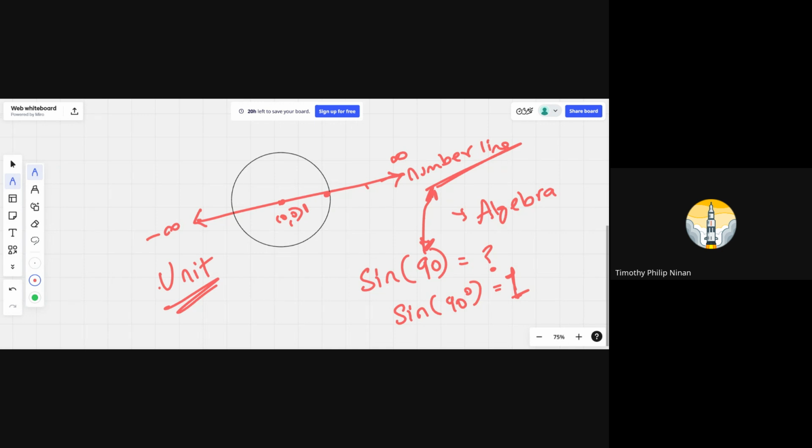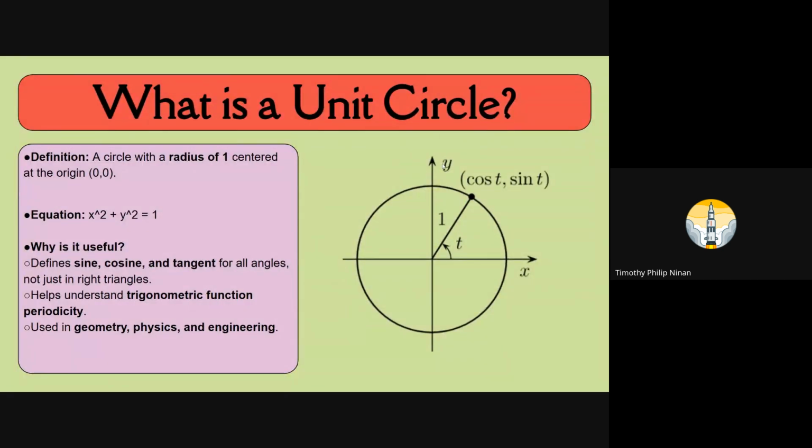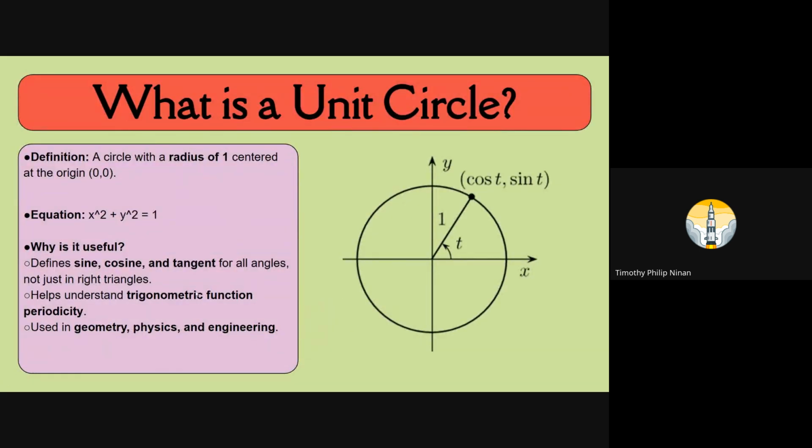So I'm coming back to my PPT slide, and sine theta and cos theta. Now, what are the uses of it? Look, it helps us define sine theta, cos theta, and tan theta for all angles, and it helps us to understand trigonometric function periodicity, and it's used in geometry and physics and engineering quite a bit. Now, because I just mentioned radians and degrees, let's understand what's a degree and what's a radian.